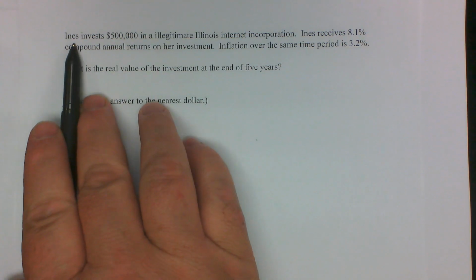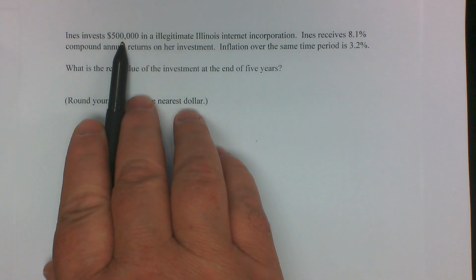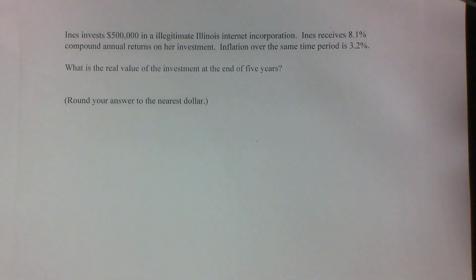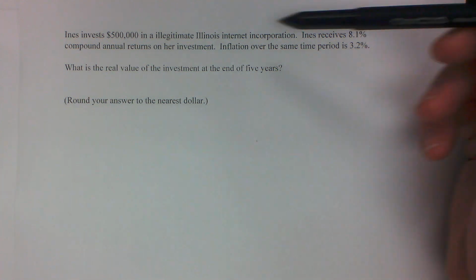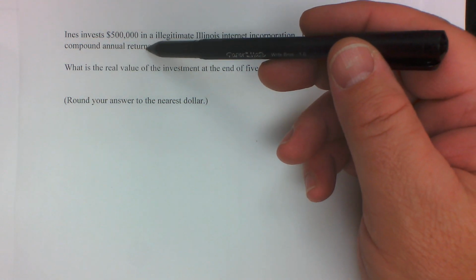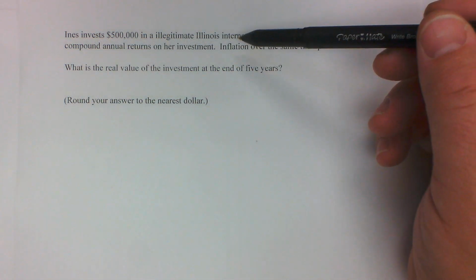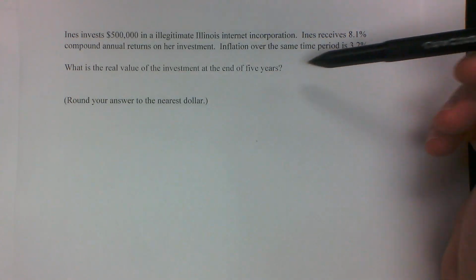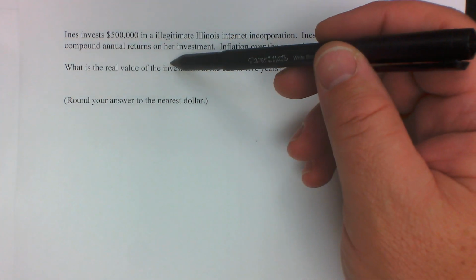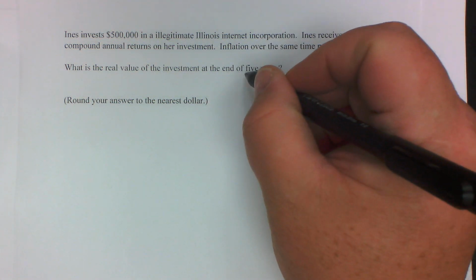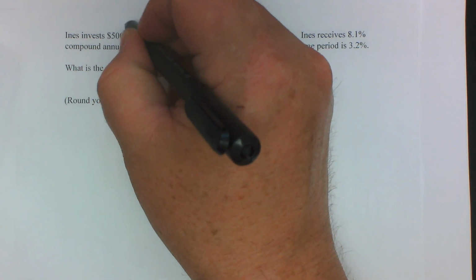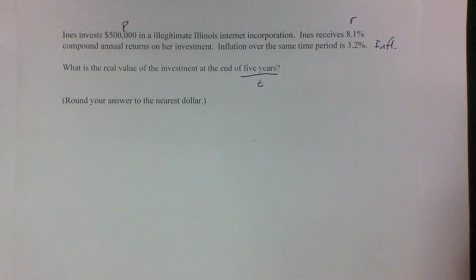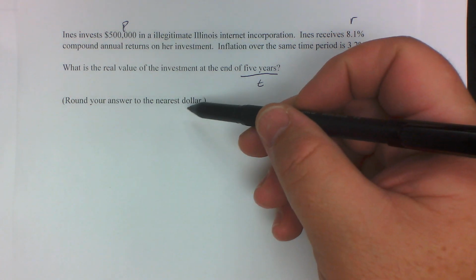So, Ines invests $500,000 in an illegitimate Illinois Internet Incorporation. Man, always avoid alliterations. She's going to receive 8.1% compound annual return. So compound interest, 8.1%. And the inflation over the same time period is 3.2%. So, what is the real value of the investment at the end of 5 years? So that's our time period, right? That's T. This is the principal, right? That's your rate. And that's your inflationary rate. Round your answer to the nearest dollar.